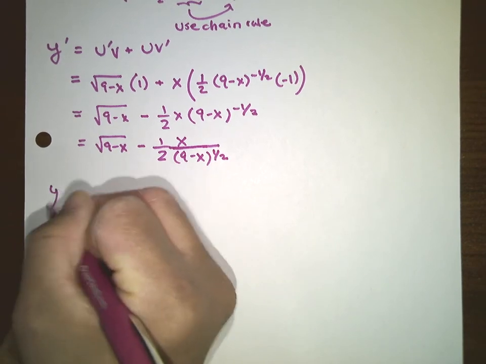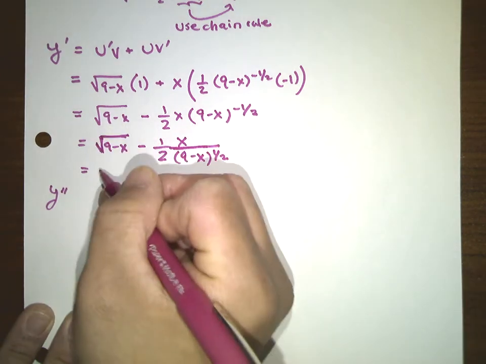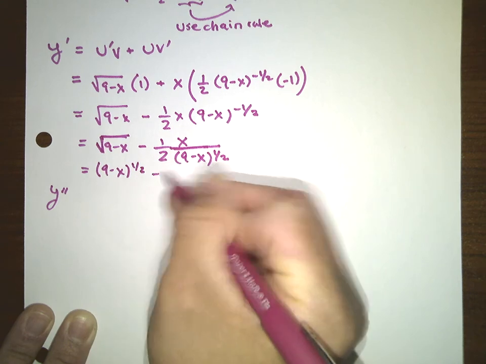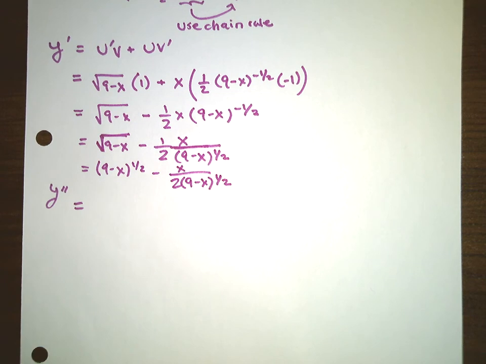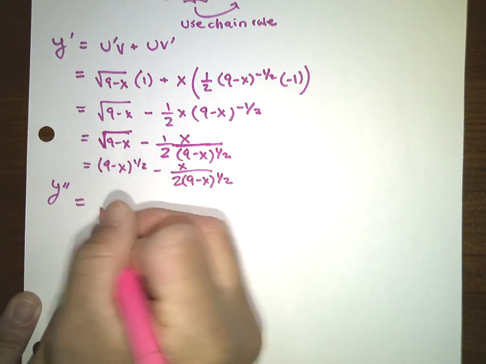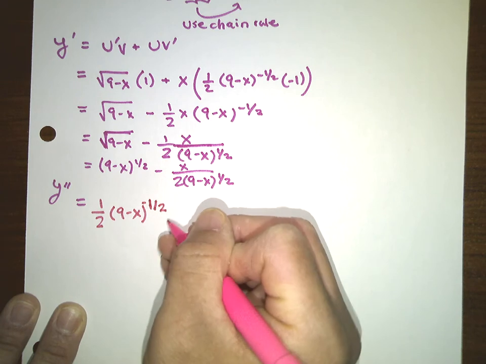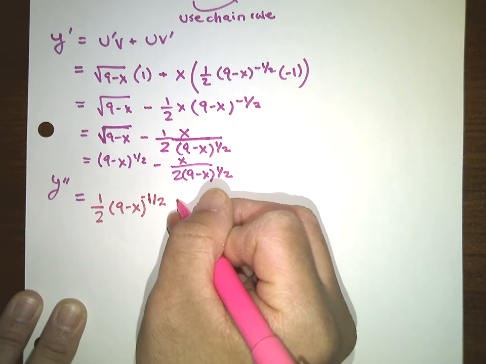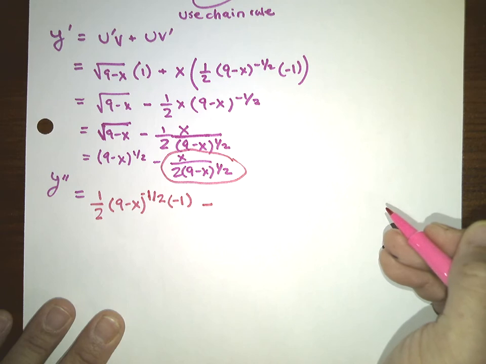So we have a y double prime. All right, so I'm going to at least write the square root of 9 minus x as 9 minus x to the 1 half power, just so that we're all clear. I am also going to change to a different color so that you know where my first derivative work ended and my second derivative work begins. So what do we have here? We have the derivative of 9 minus x to the 1 half. So that's, again, 1 half times 9 minus x to the negative 1 half power times the derivative of 9 minus x again, which is negative 1. And then here we need the quotient rule.